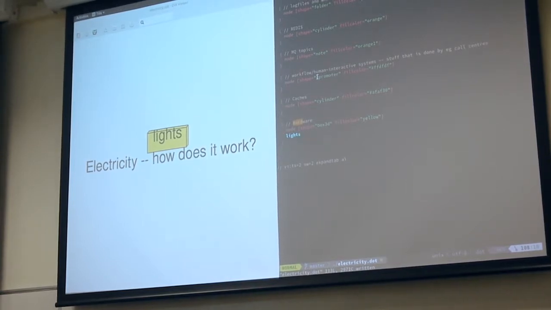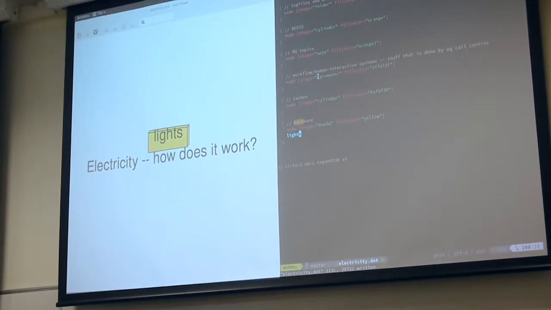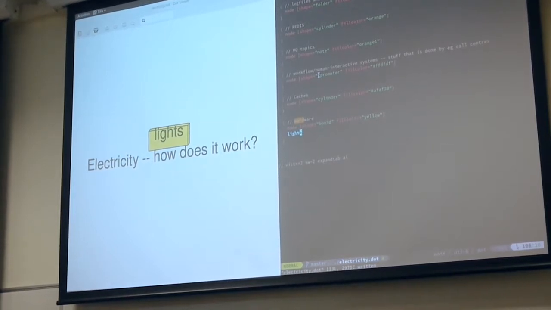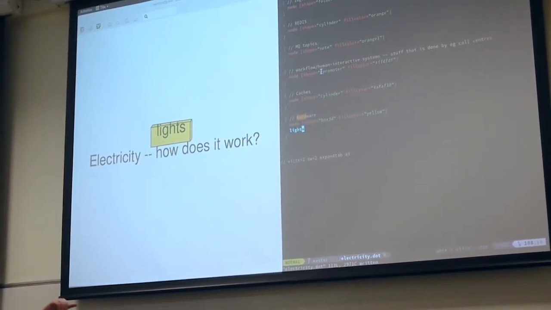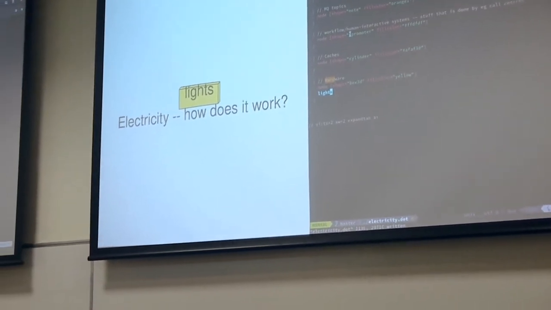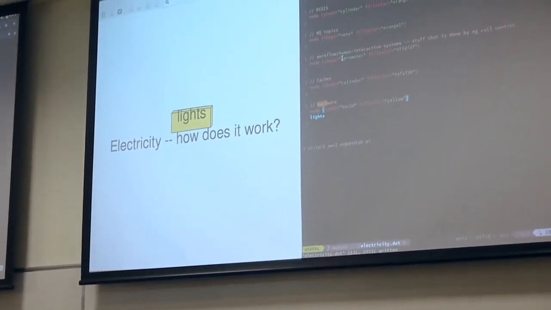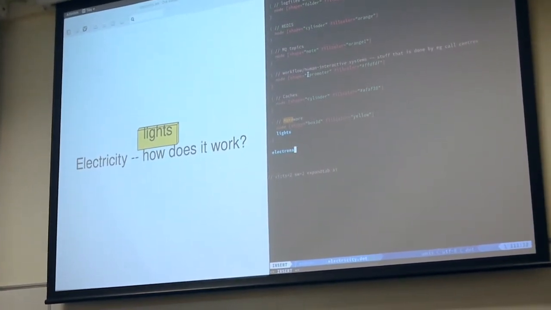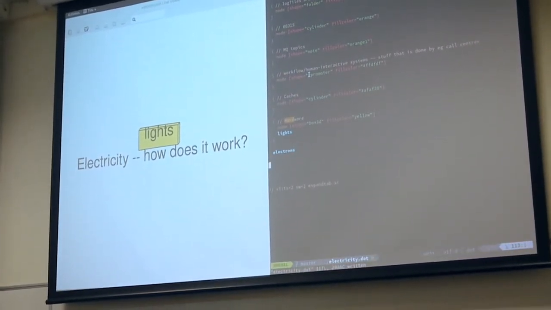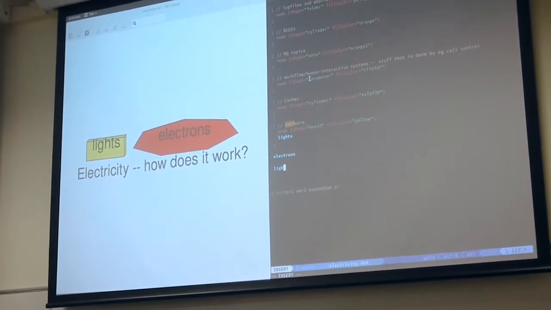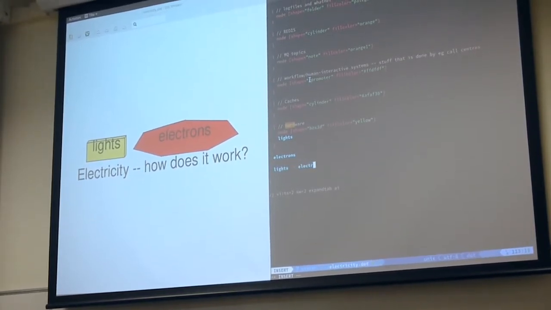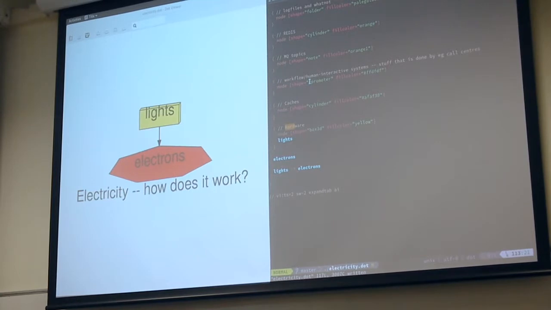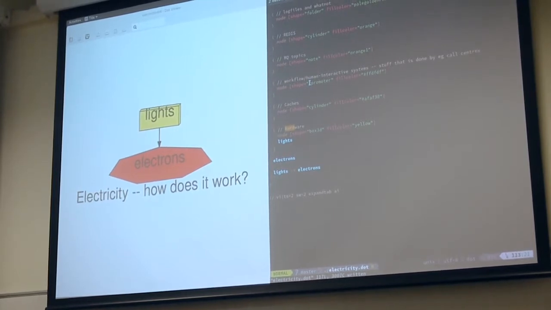So, how do the lights work? What do the lights need to work? Someone? Electrons, okay. So, you know what, I'm just going to chuck in electrons here, and I'm going to say that the lights depend on the electrons. Okay, so now there's a dependency relationship between the lights and the electrons.